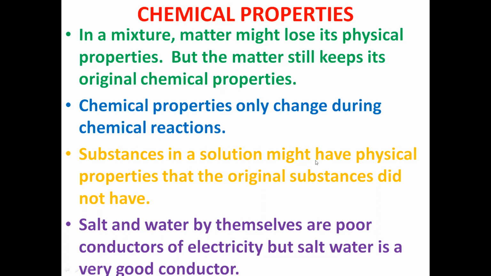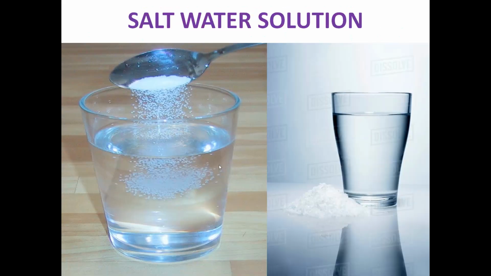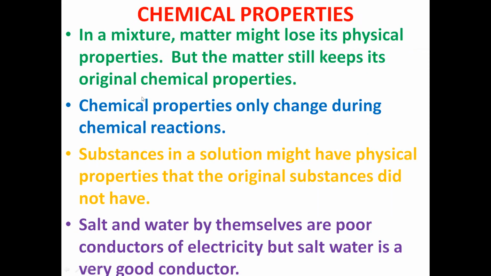Substances in a solution might have physical properties that the original substance did not have. Yes, the substances in a solution may have different physical properties than the original substance. Here we see the salt is present in solution, but the physical property of the salt in the solution is different from the original salt. This is what is explained here.